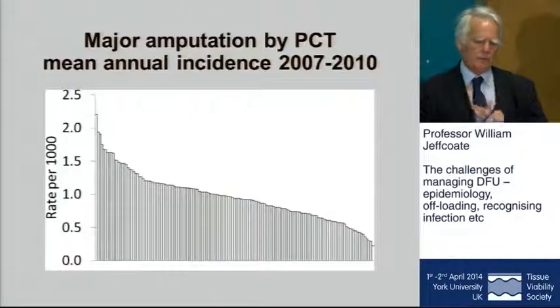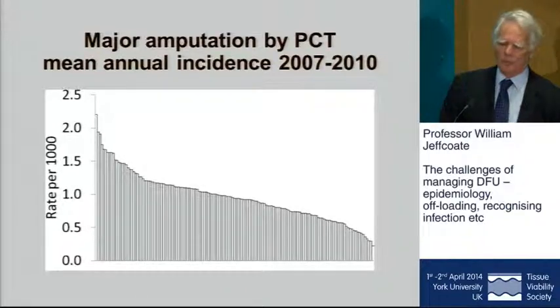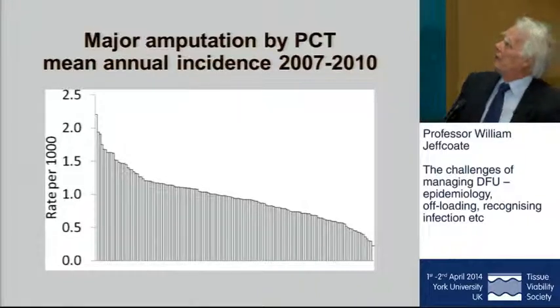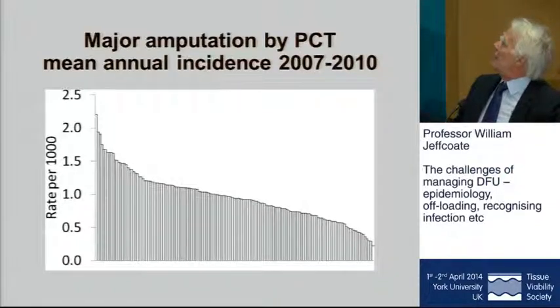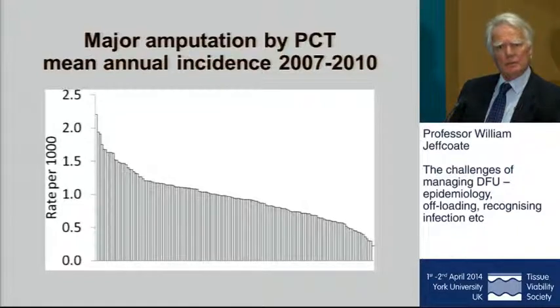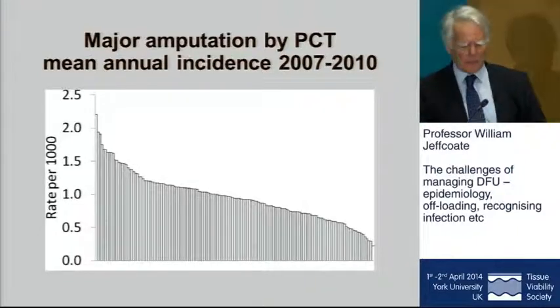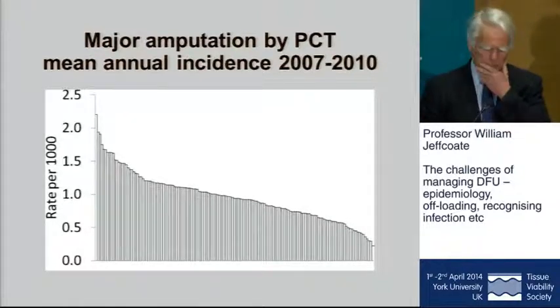But this just shows you the major amputation by PCT, the same data, if you like, from the lowest to the highest. And you can see that if you talk about postcode lottery, if you present with a foot ulcer in this particular PCT, you're that much more likely, in terms of rate per 1,000 people with diabetes, to have an amputation. And this is major, losing your leg. Whereas if you're in this PCT, you're that much less likely. And that's a bit worrying, really. So these data are amazingly important, despite the weakness of using amputation as a measure of outcome of foot disease.